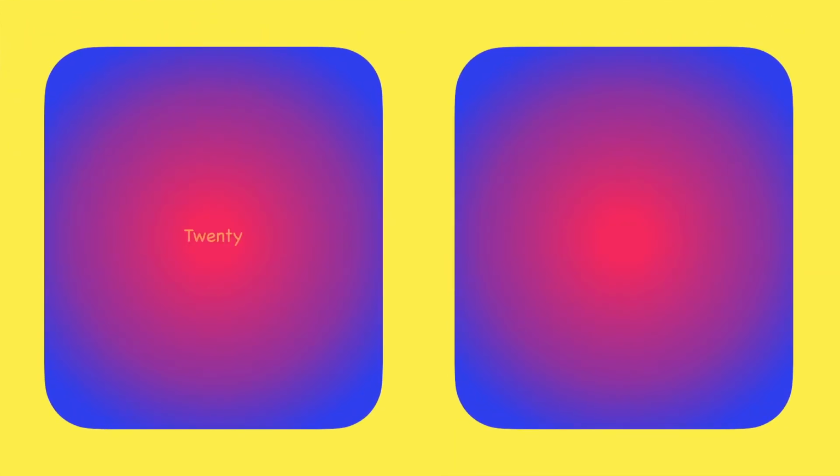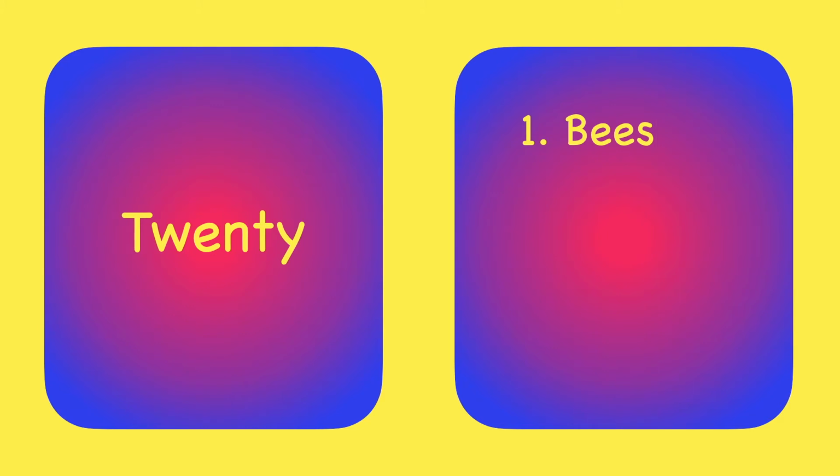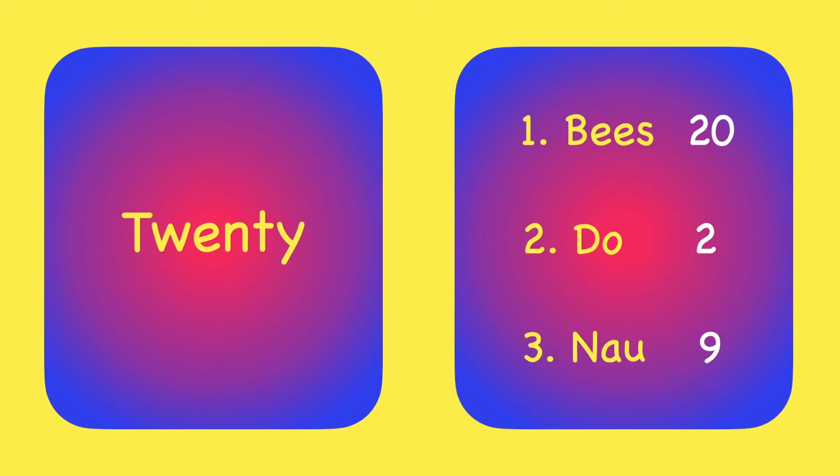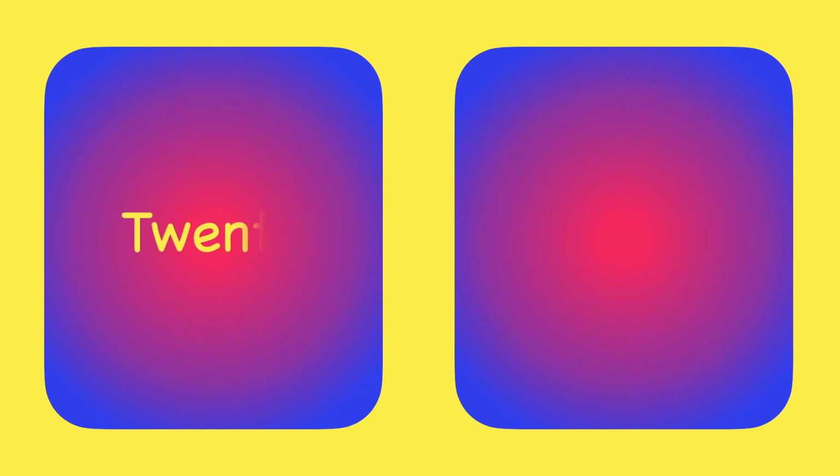Here's the next one. 20. Let's look at our options. Is 20 20, or is it 2, or no? What's 20, friends? Let's look at these numbers. The first one is 20, the second one is 2, and no is 9. So what's 20? Yes, 20 is 20. Let's look at it one more time. 20. Good job, friends. Let's look at the next one now.